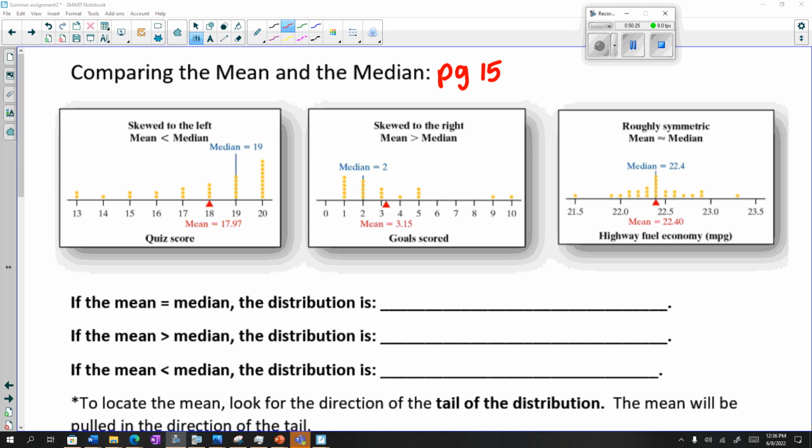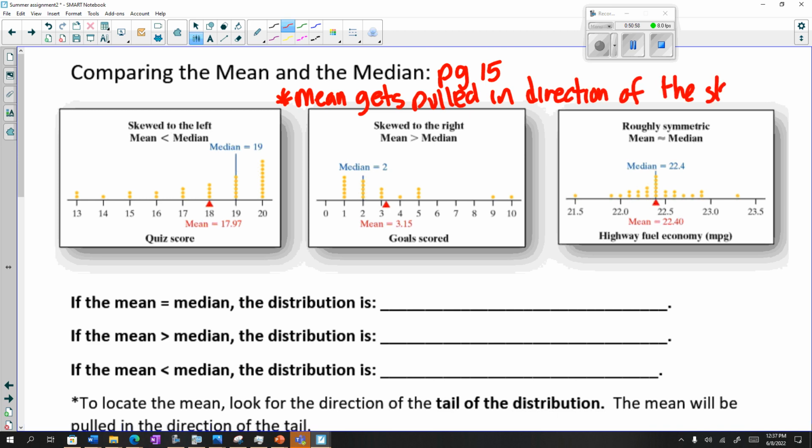All right, people, we're almost done. We're on page 15, top of page 15. I know this is long, but it's going to be worth it, I promise. On top of page 15, we're doing comparing the mean and the median. So very important to note, if a distribution is skewed, the mean gets pulled in the direction of the skew. So I'm going to write that down. The mean gets pulled because it's not resistant in the direction of the skew. The mean gets pulled in the direction of the skew.